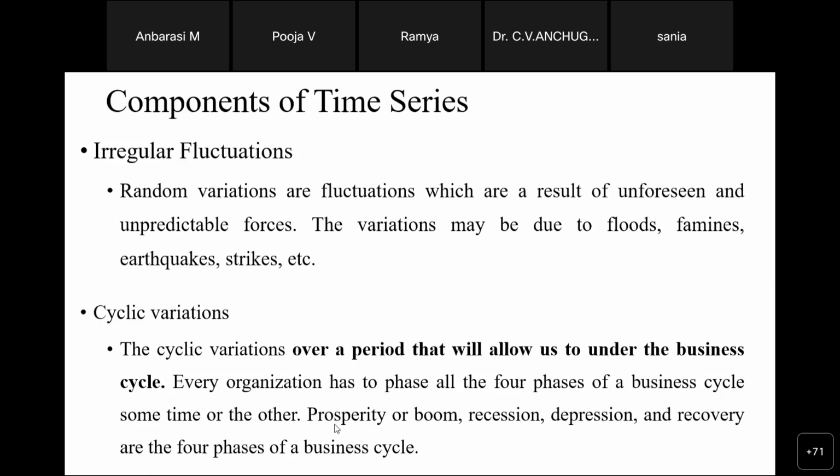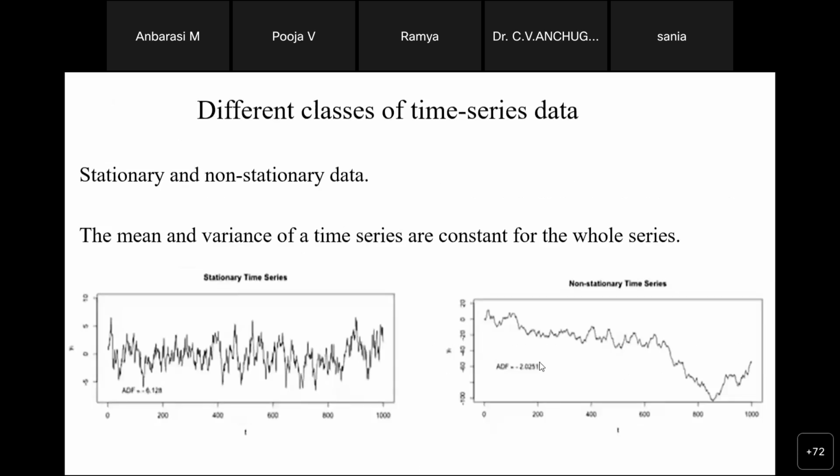During the corona period, IT companies and others definitely went through a recession period, a depression period also. Now slowly they have recovered from that, and now it is somewhat okay. So any organization has to go through these 4 cycles. This is what you can call cyclic variations. So these are all the 4 components of a time series.